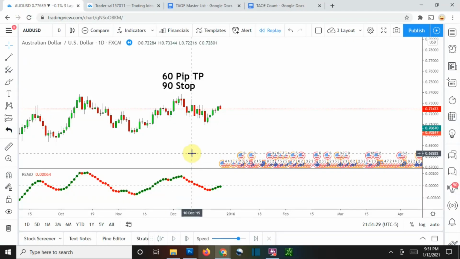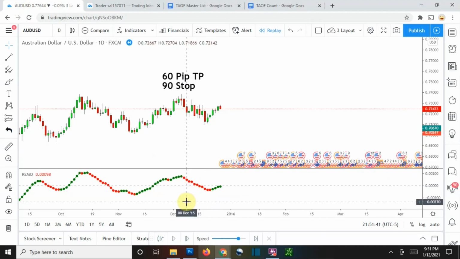Alright, so as I said, today's indicator is the regularized momentum indicator. You can see it here on the bottom of the screen. Pretty simple setup all in all. Not a whole lot visually happening with it.